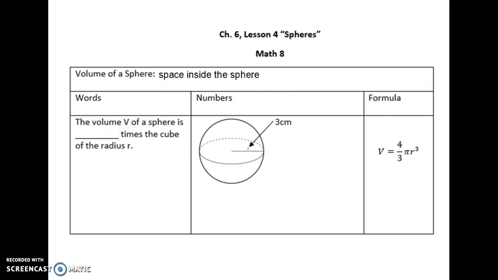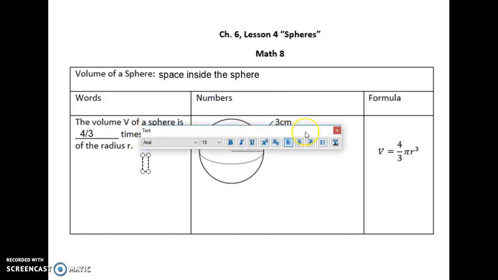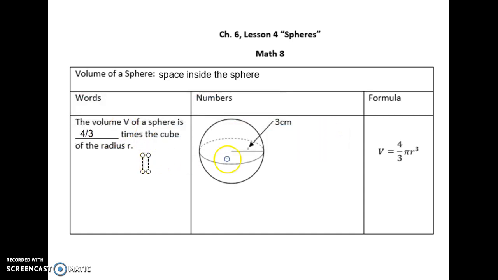How do we figure that out? How do we calculate that? Well, one way that we're going to do that is we are going to use the volume V. V stands for the volume of the sphere, and it is 4/3 as a fraction times the cube of the radius r. Well, just like a circle, we know what radius is.